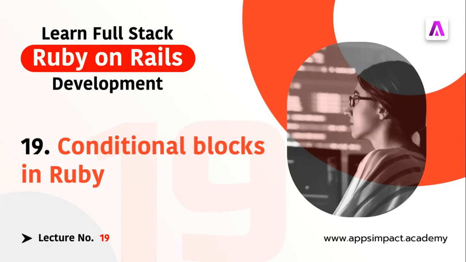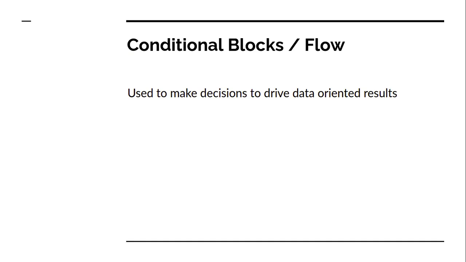In this video, we will look at the basics of conditional flow in Ruby. Here, first we need to understand what a conditional flow is and why it is used. Conditional flow, or conditional blocks, are used to make decisions to drive data-oriented results. When you write your programs or scripts, you want your data to make the right things and provide expected results. These right things or decisions are made using conditional blocks.